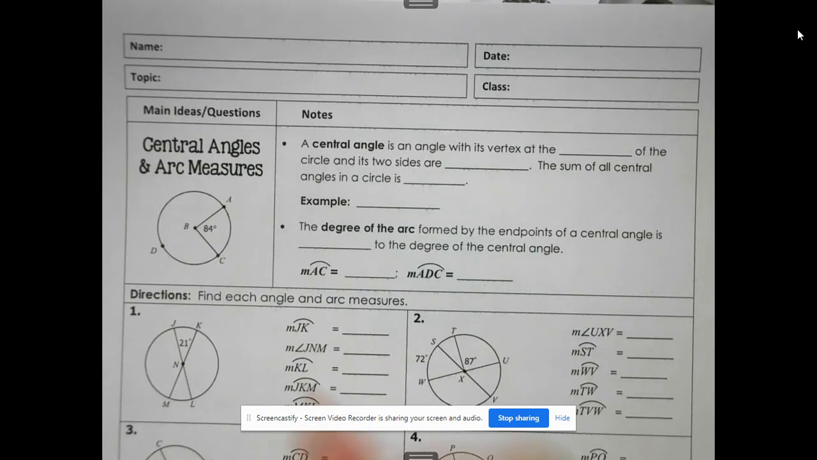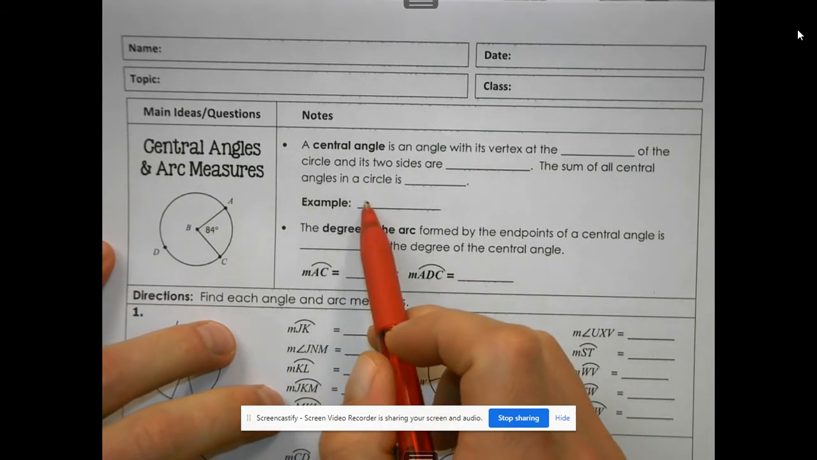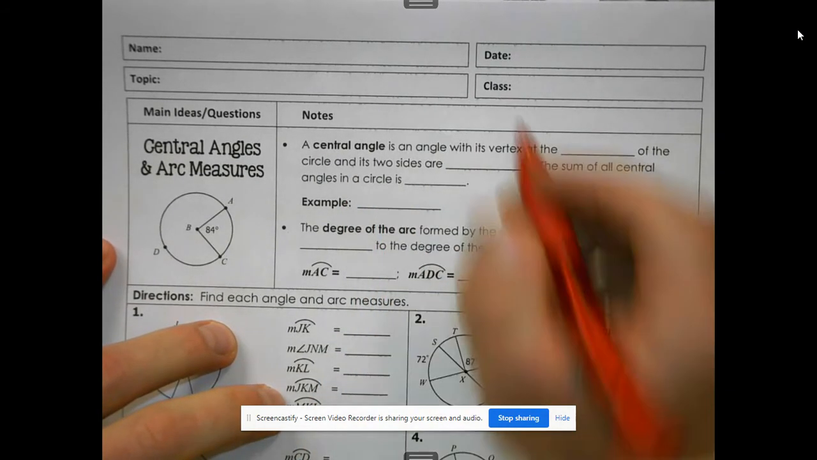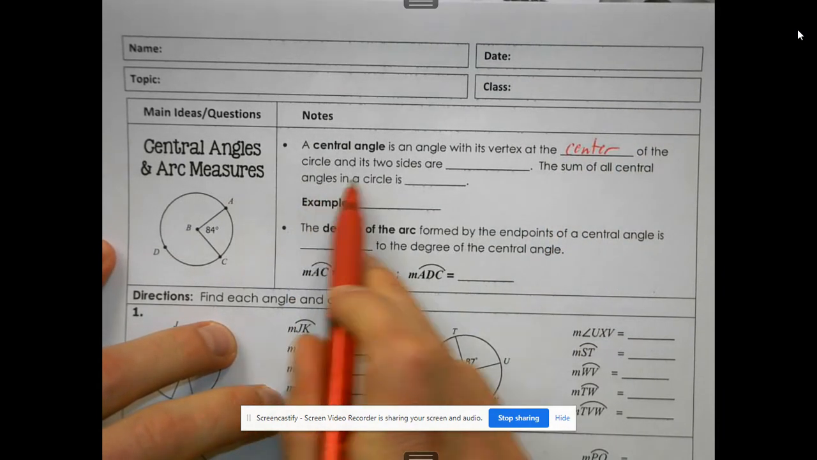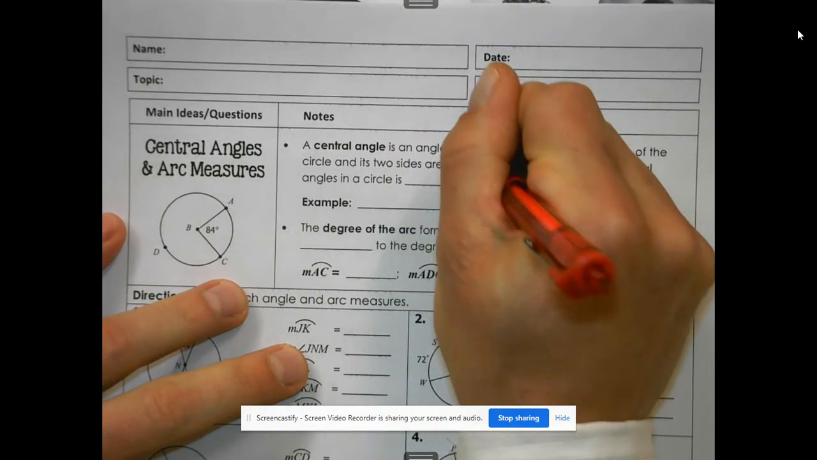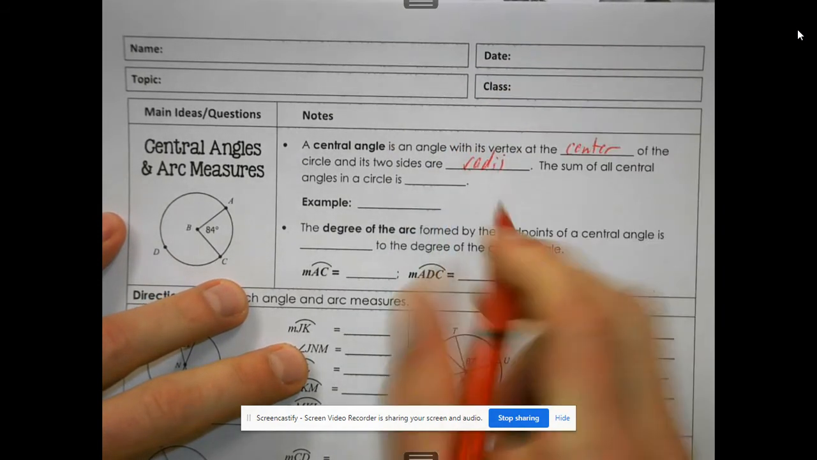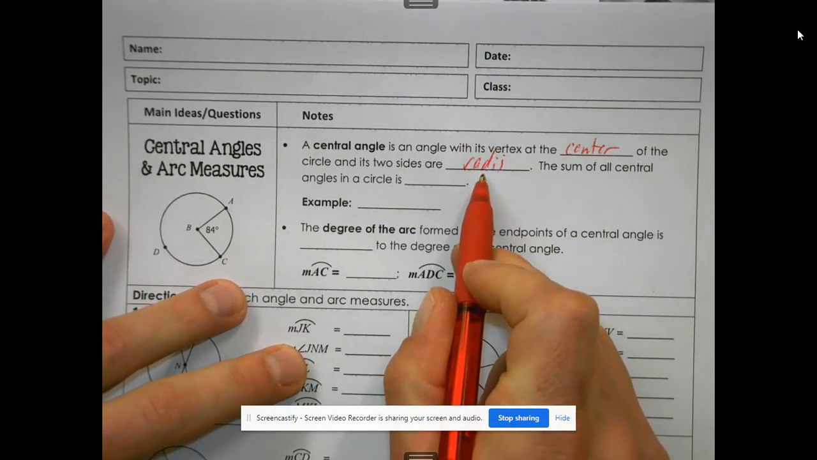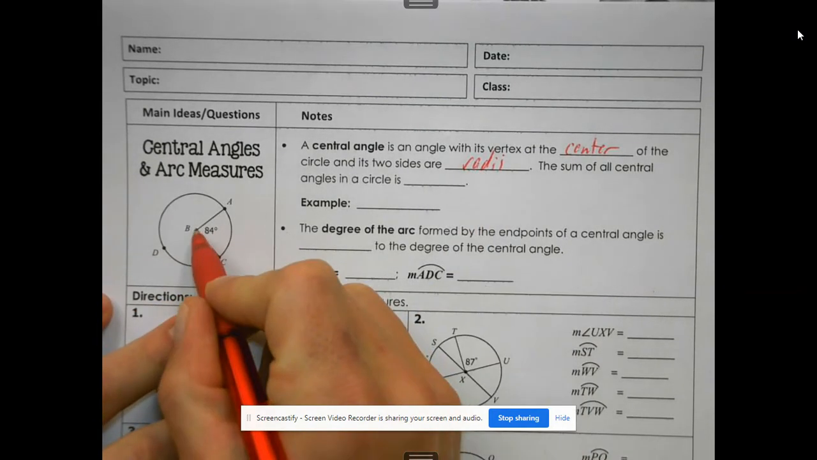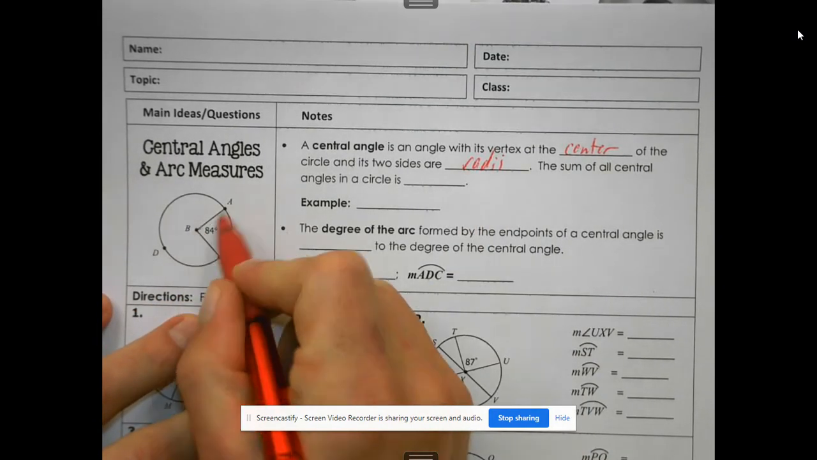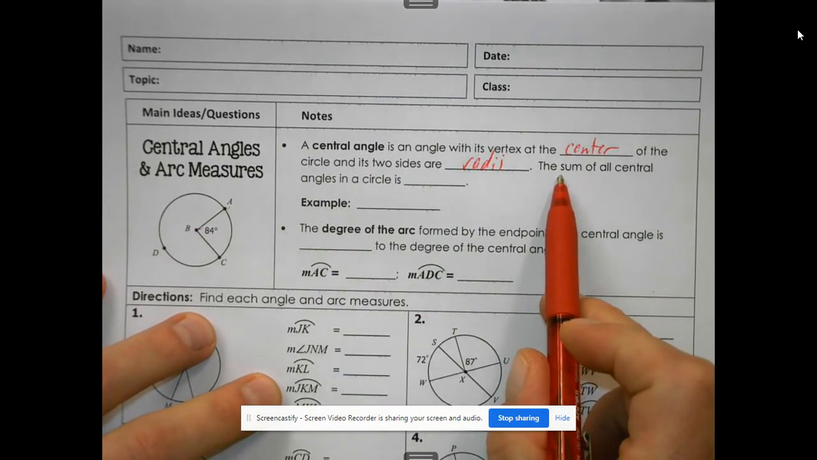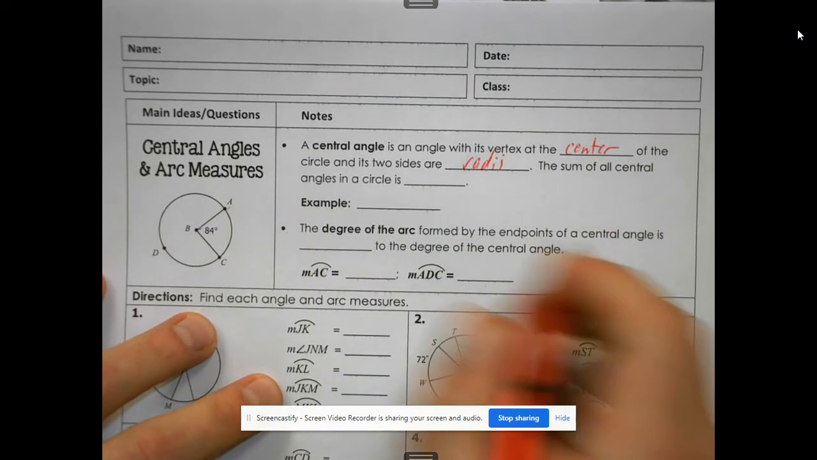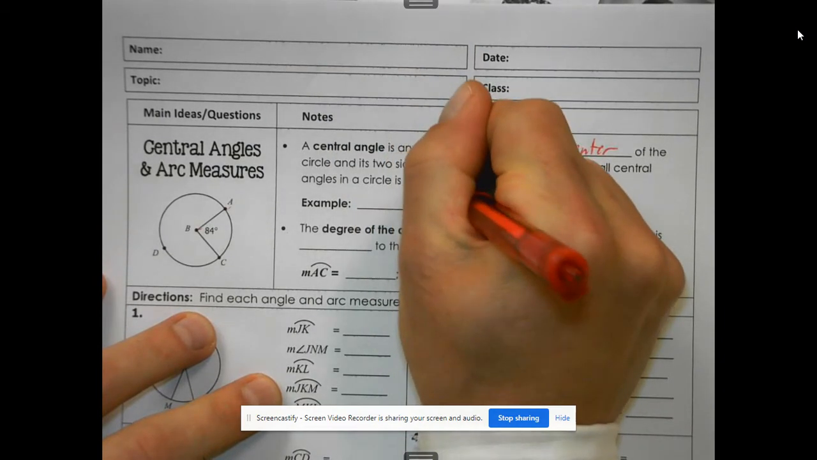All right, what's a central angle, guys? A central angle is an angle with its vertex at the center of the circle and whose sides are radii. Remember, radii is plural for radius. You don't say radiuses, you just say radii. Remember, a radius goes from the center of the circle to the edge. So this is a radius, that's a radius. The sum of all the central angles in a circle is 360.